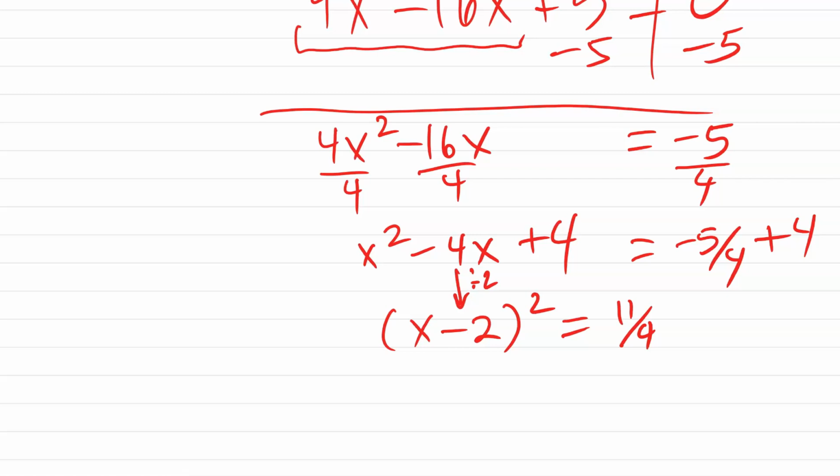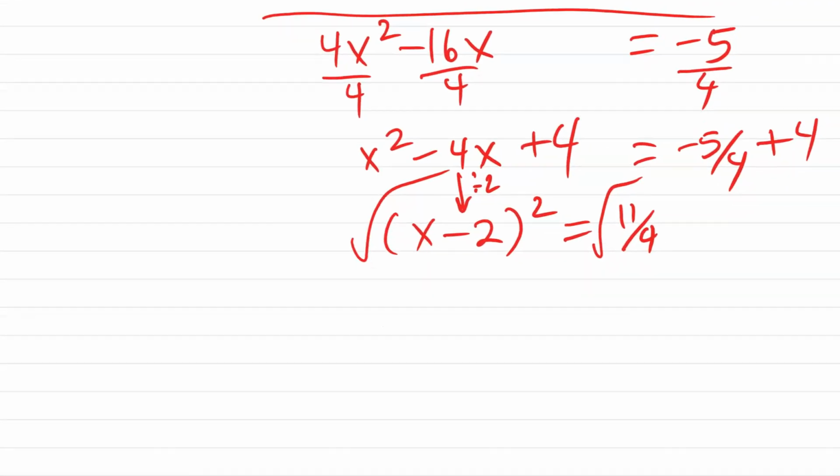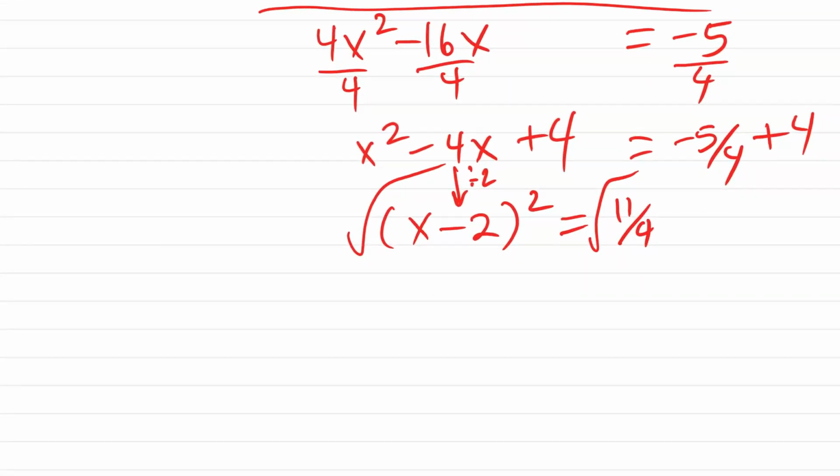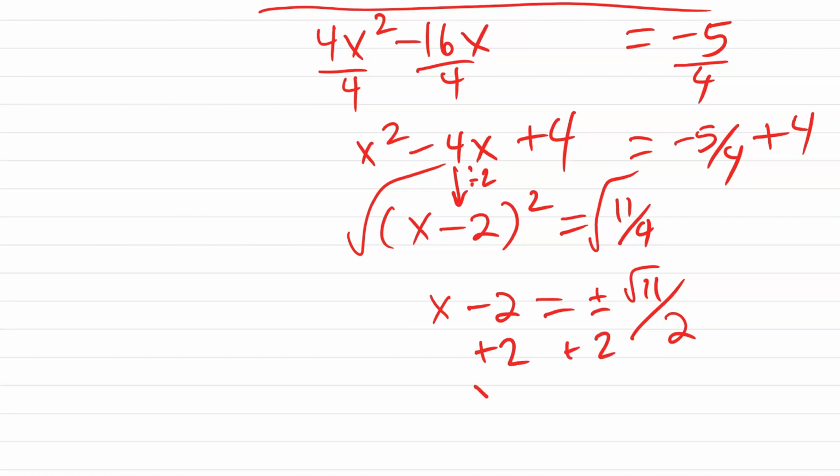Now, how do I solve it? It said solve by completing the square. So I'm expecting a square root. I tried to keep this relatively simple. So I'm left with x minus 2 equals plus or minus square root of 11 over 2. And last, add 2. 2 plus or minus the square root of 11 over 2.